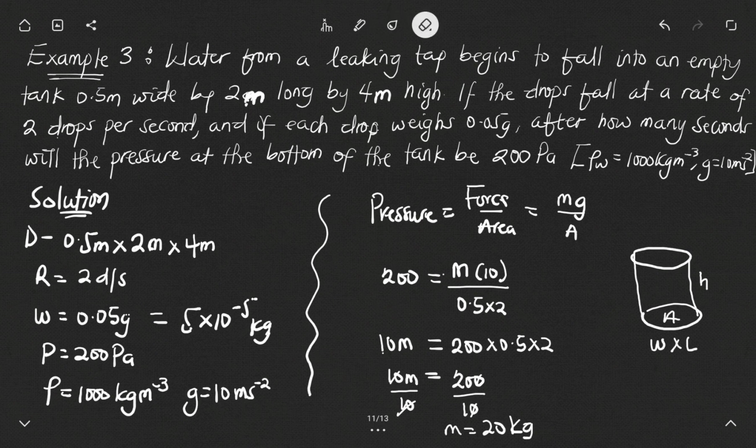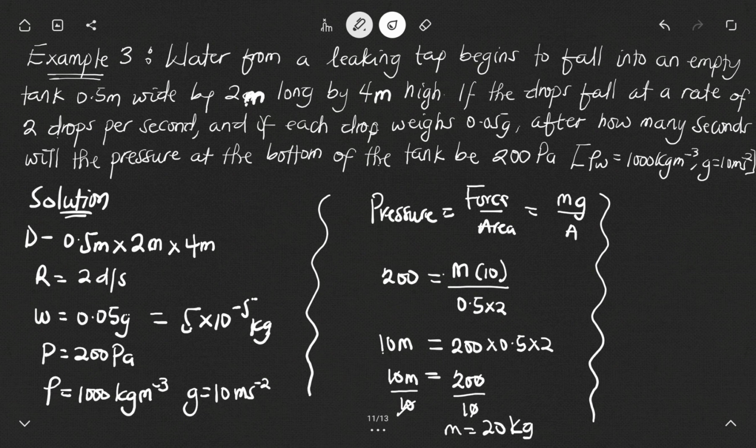Now if the mass is 20 kilogram, we know that per drop is 0.05 grams, or 5 times 10 raised to the power minus 5 kilogram, and the total water we have in the tank is 20 kilogram. So to find the total number of drops that entered into the bucket, we need to divide the 20 kilogram over here by 5 times 10 raised to the power negative 5 to get the number in terms of drops, how many drops of water came to form this particular mass.